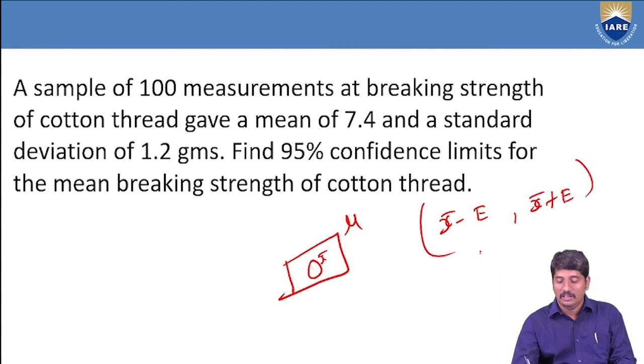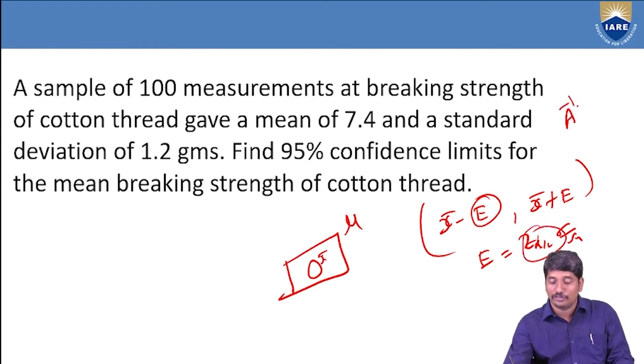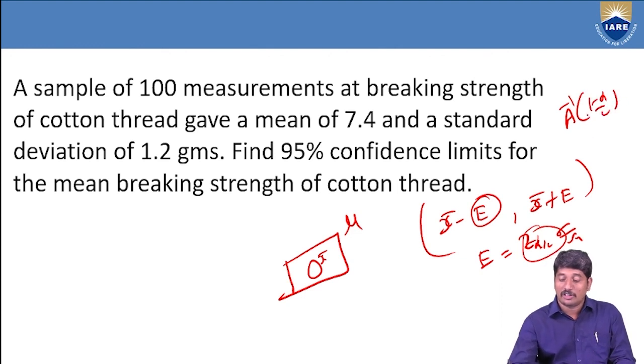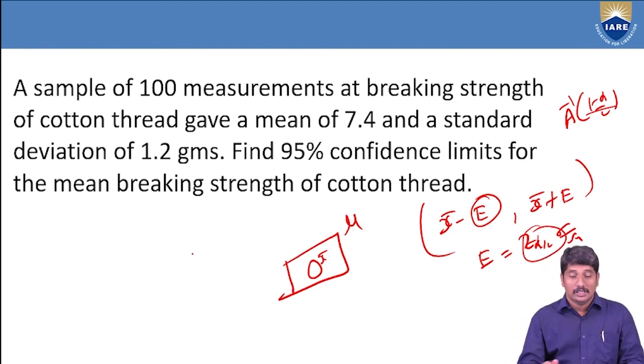Where E is given by the formula z alpha by 2 sigma by root n. Here E is called the maximum possible error between x bar and mu, and z alpha by 2 is the inverse of 1 minus alpha by 2, where 1 minus alpha is called the level of confidence. In this way we can assess the confidence interval within which mu is going to fall when 1 minus alpha is given.